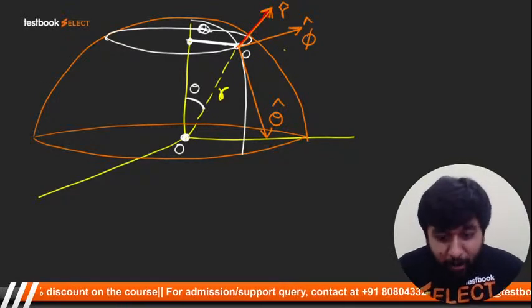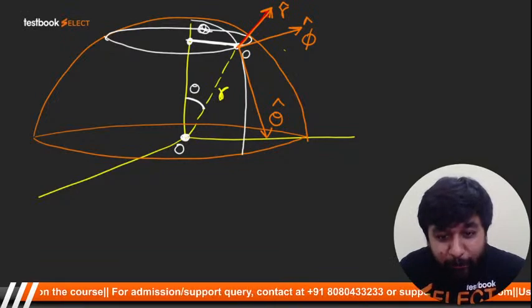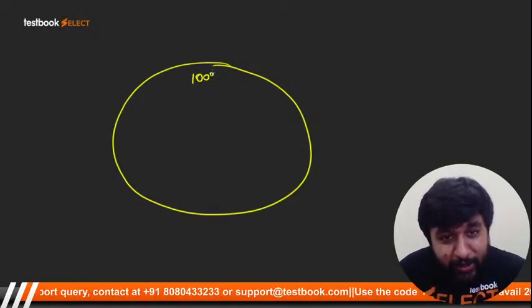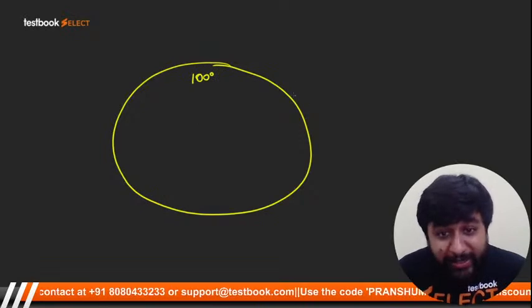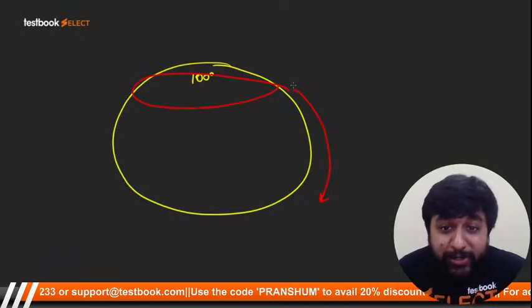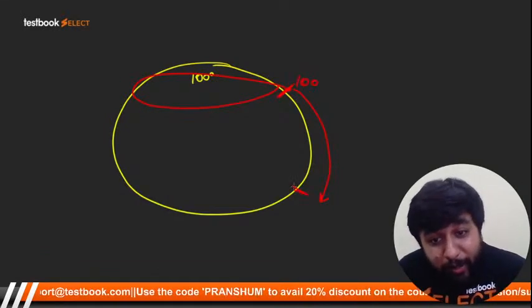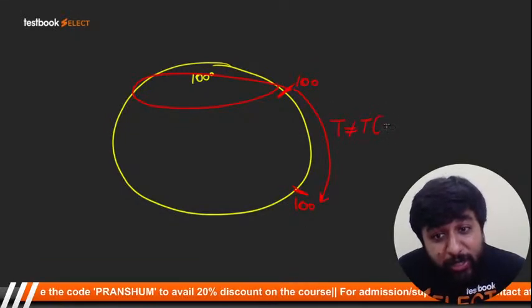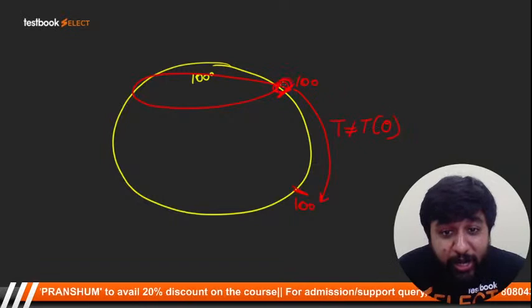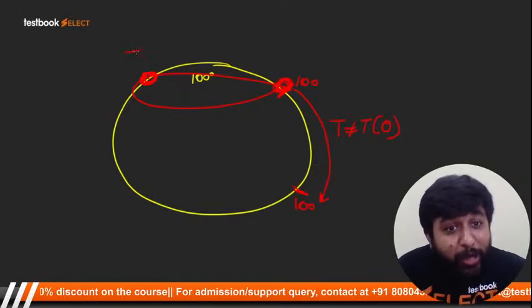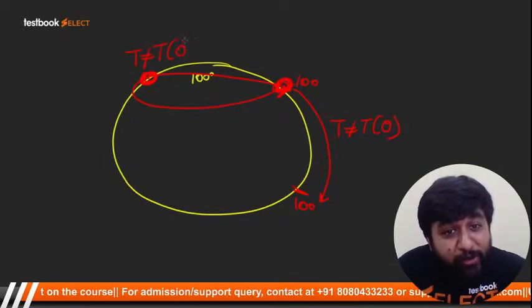Now in my example, what was happening? The entire inner surface was at 100 degrees Celsius. So if I move along the surface, whether in vertical plane or in horizontal plane, what is the temperature here? 100. What is the temperature here? 100. So temperature is not changing with theta. What is the temperature here? 100. What is the temperature here? 100. So temperature is not changing with phi.